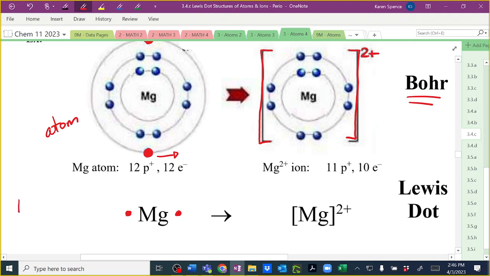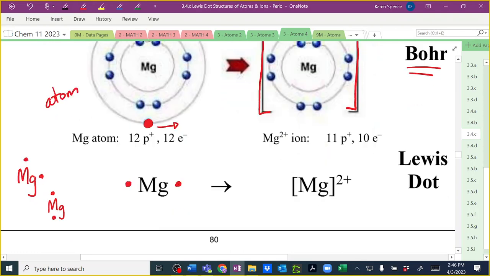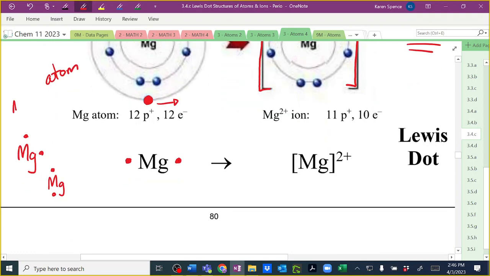Would it be okay if I drew it like this? Would that be okay for magnesium? Yeah. Would it be okay if I wrote it like this? Yes. Would it be okay if I wrote it like this? No, because they can't pair up. But anyway, it doesn't matter because we're going to actually lose both of them, okay? And then we write the brackets and the 2 plus.